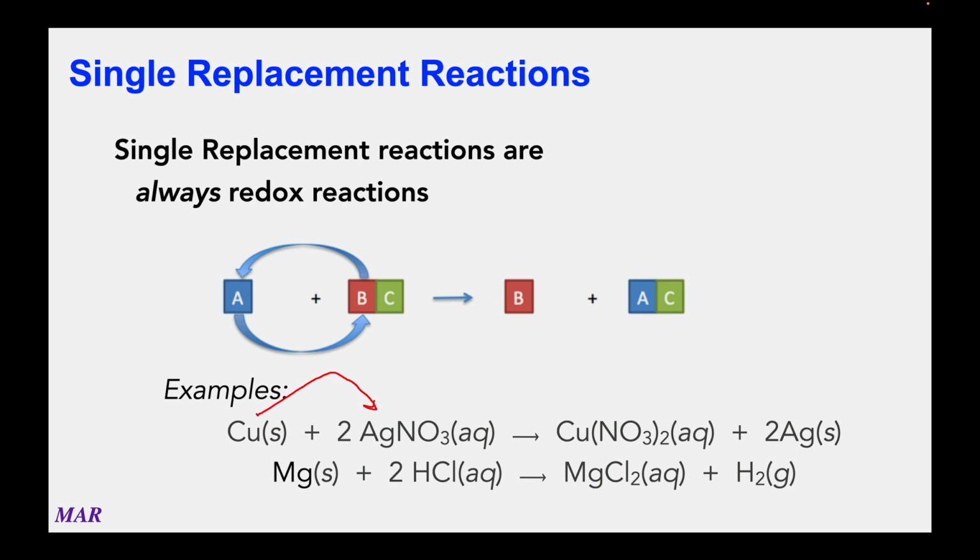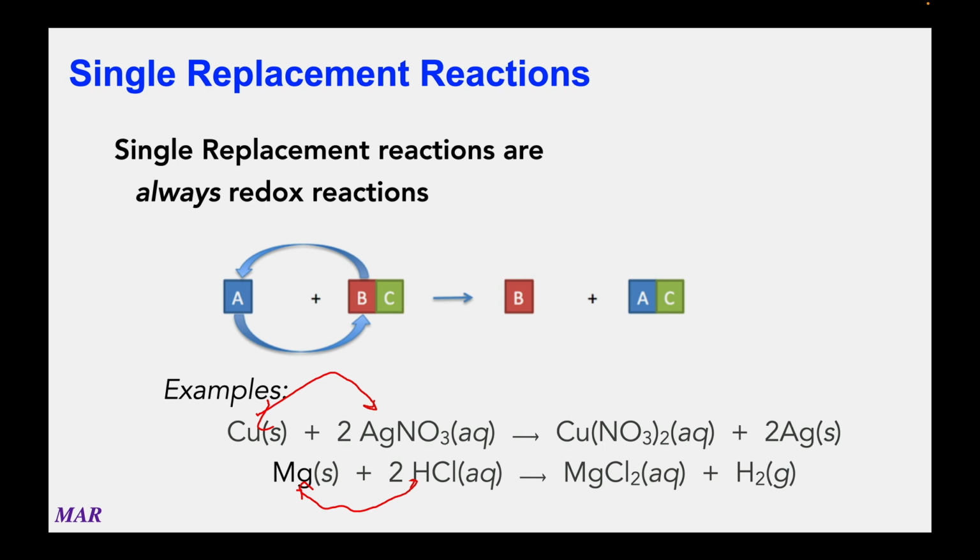The copper and the silver trade places, but there's no corresponding anion with the copper, so it's only in this case like the metal that trades places. The second example is similar. Magnesium and hydrogen are both positive, so they're going to be the parts that swap. So magnesium starts dancing with chlorine, and hydrogen is by itself. Now hydrogen's a diatomic, have no fear, so write it as H2.